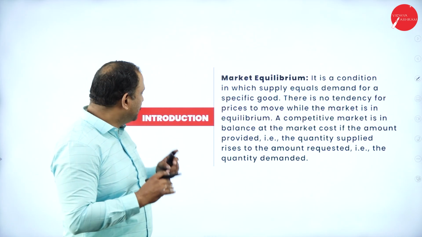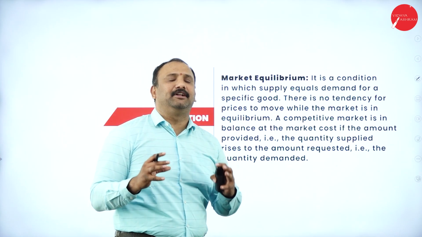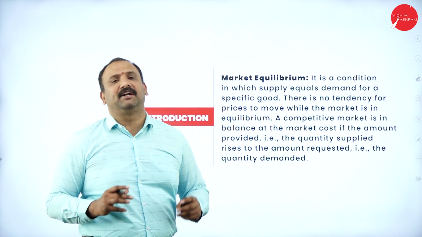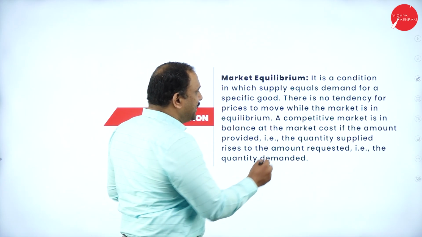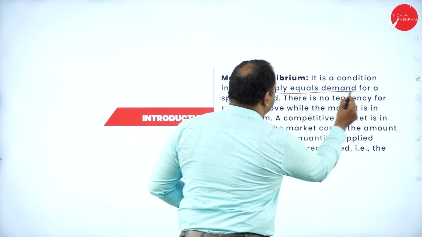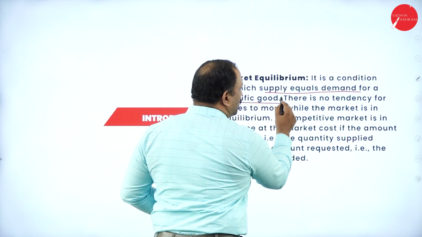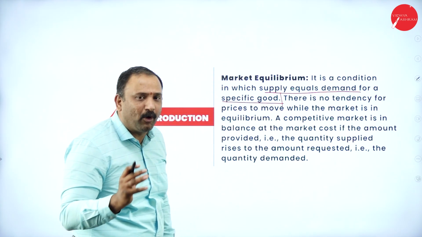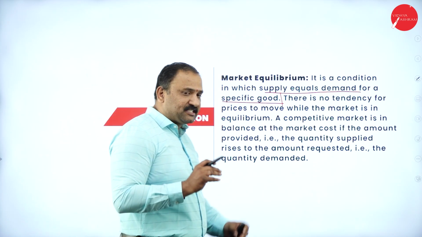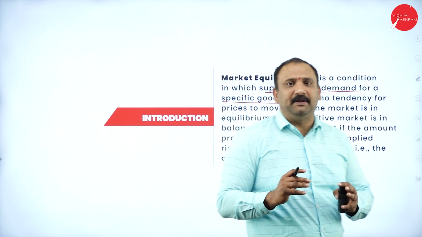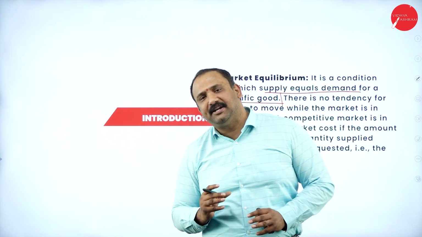So this chapter is all about market equilibrium. So what is this market equilibrium? Why is it so important? Now, it is a condition where supply equals demand for a specific good. This is very, very important for all of us to understand for a moment. Now, supply meeting demand means you are coming to a neutral stand altogether.